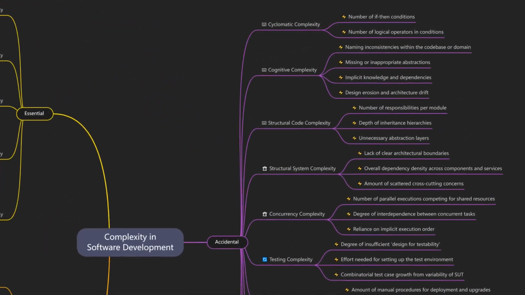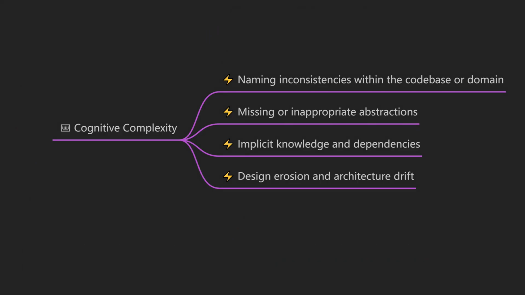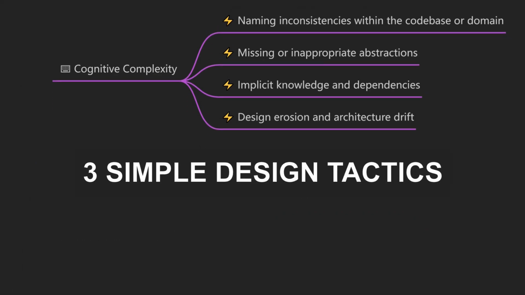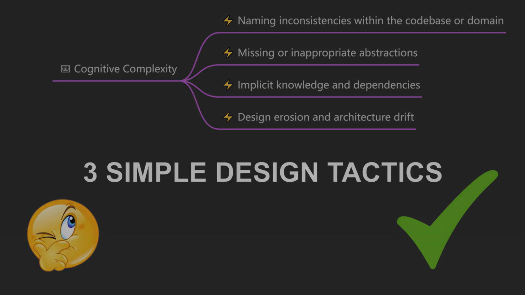One major contributor to the overall complexity in software development is the cognitive load that developers face. Here are three simple design tactics that senior developers use to reduce this cognitive load. And I'm really curious whether you agree with the third one.